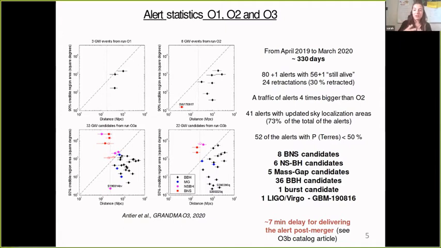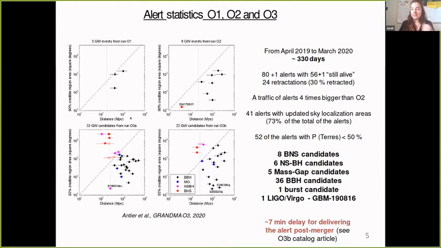And here I would like to show how it has evolved since 2015. At the beginning we needed to send alerts, and now we are able to send alerts to the astronomical community within minutes, 7 minutes exactly on average for the last run. And so in O1, this is a region where we have our detection and alert.